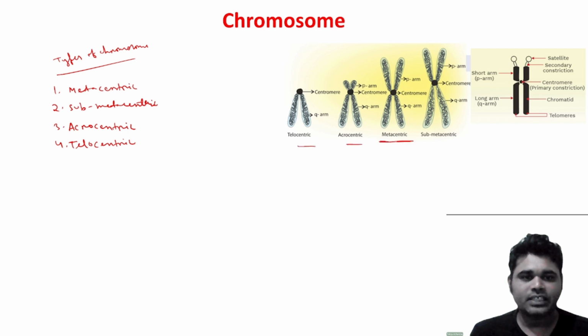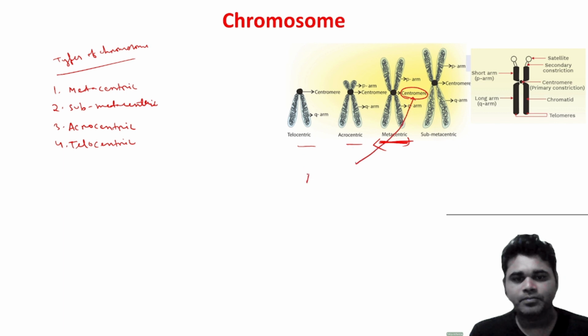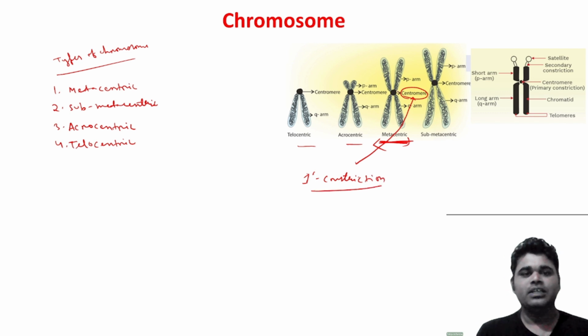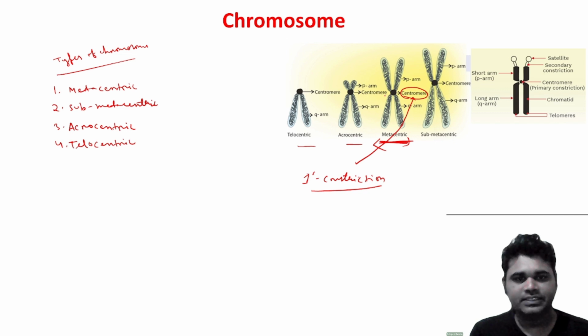Look at this metacentric chromosome. In the metacentric chromosome, this is the centromere, or the centromere is also called the primary constriction. Primary constriction means here it forms a gap, or it divides these two arms of the chromosome.